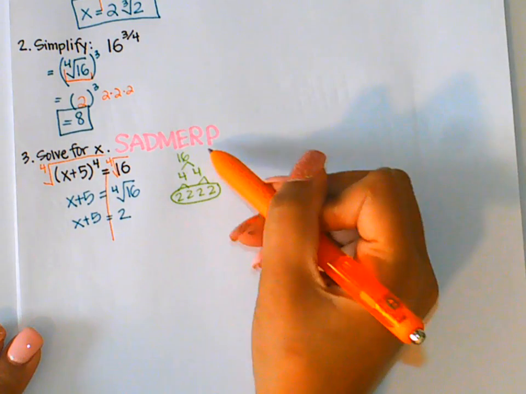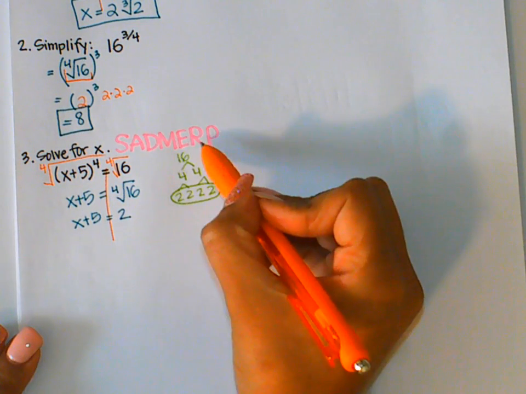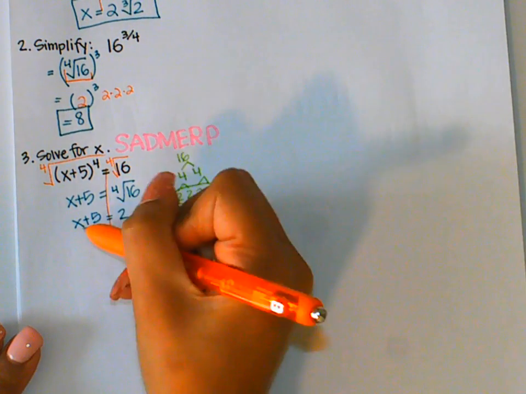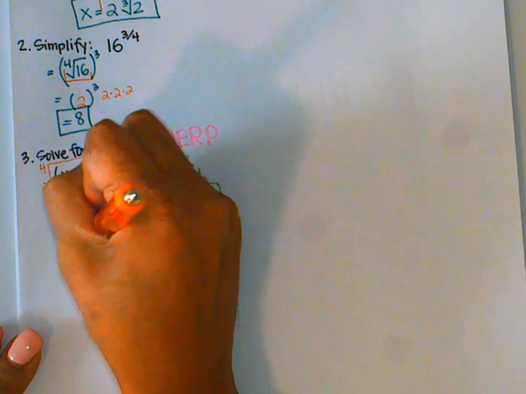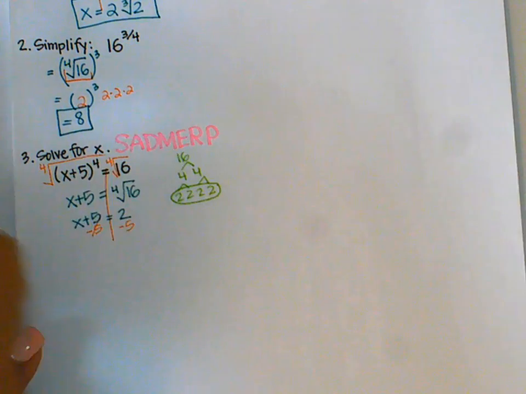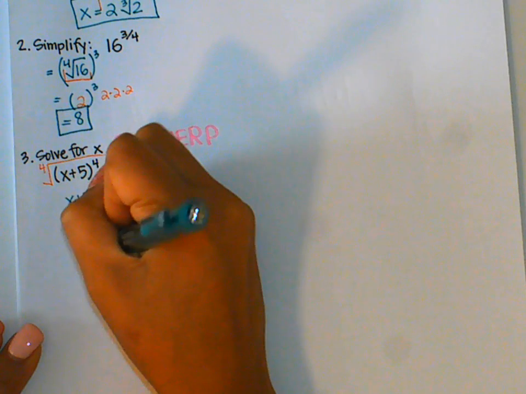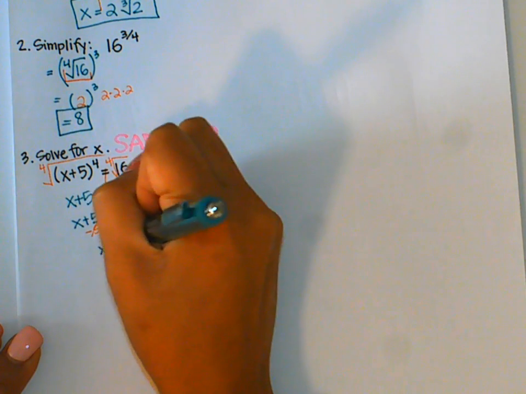Now I can address everything that is in the parentheses. So I can start all over with subtraction, addition. I can get rid of this plus 5 by subtracting it to both sides. And get x is equal to negative 3.